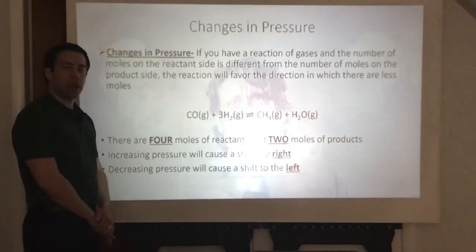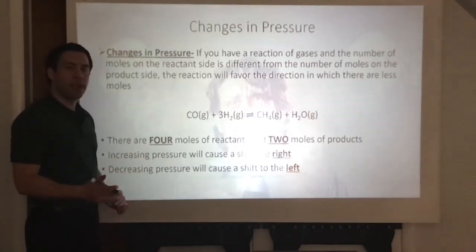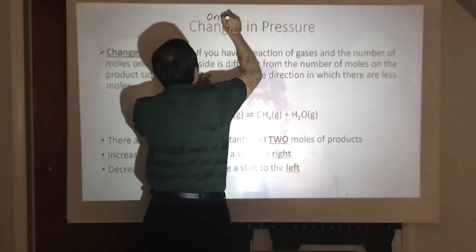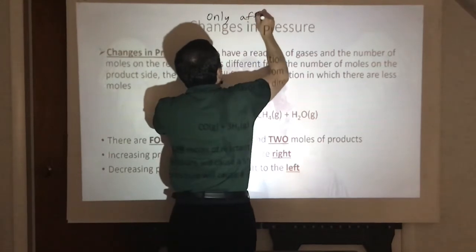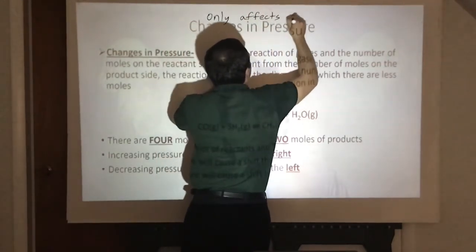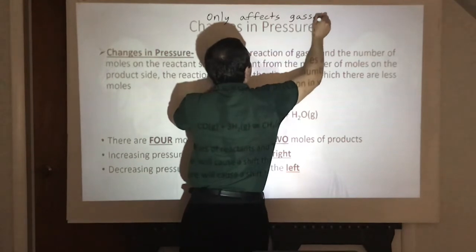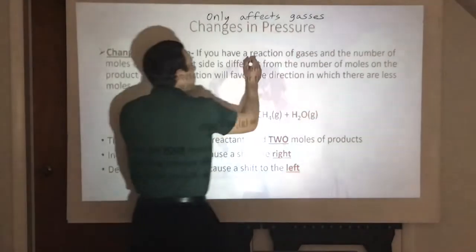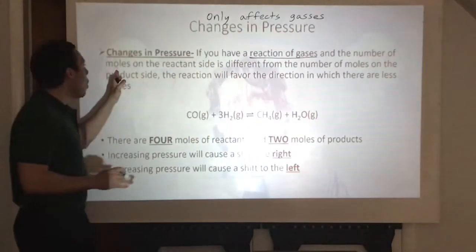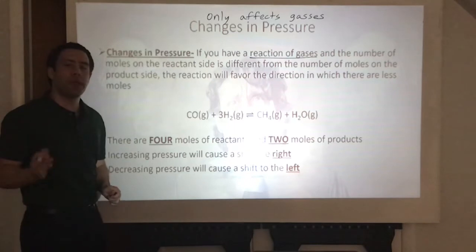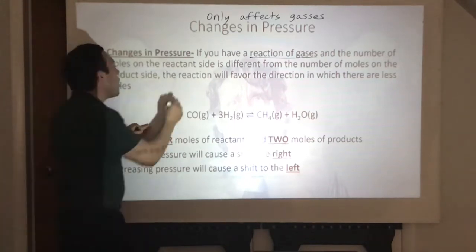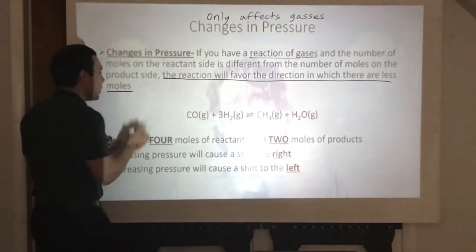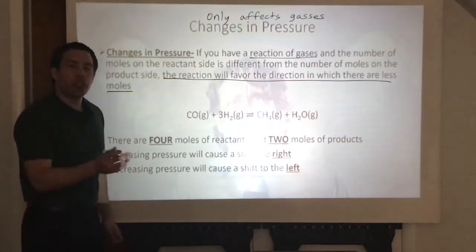Our final factor that affects systems in equilibrium is pressure. Now, pressure only affects gases. Changes in pressure, if you have a reaction of gases and the number of moles on the reactant side is different from the number of moles on the product side, the reaction will favor the direction in which there are less moles. Think about pressure in your own life.